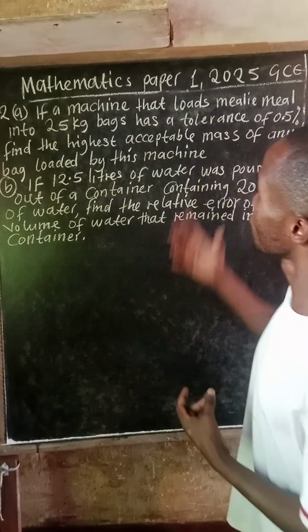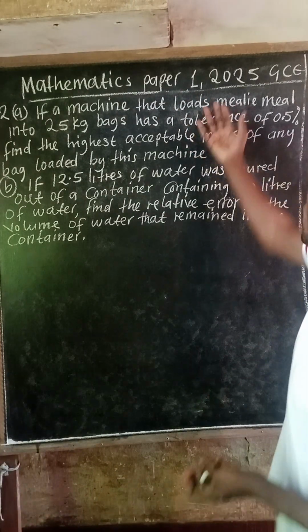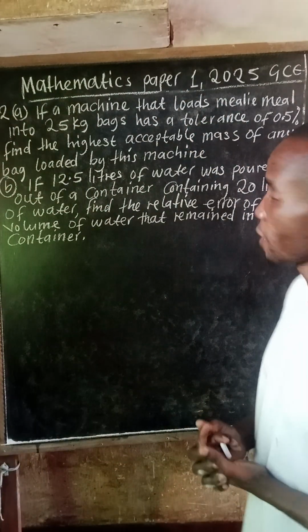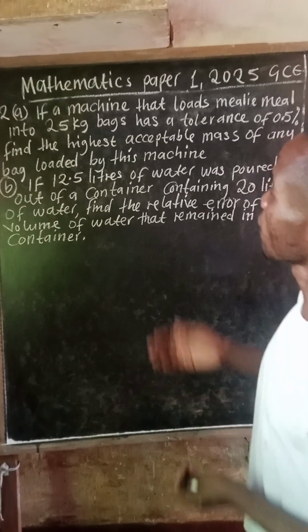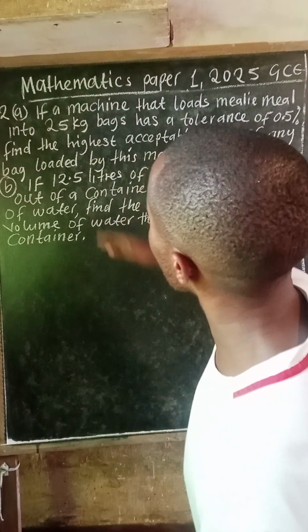Today we are looking at this question. This question is coming from Paper 1, 2025 GCE, as you may see there. It was question number 12, both A and B. So let's start with A.